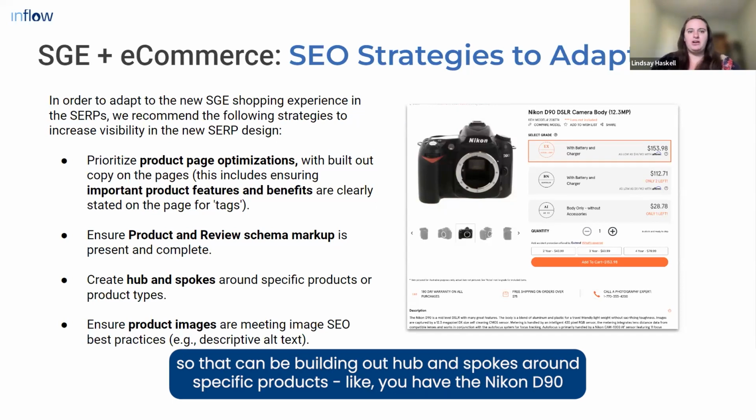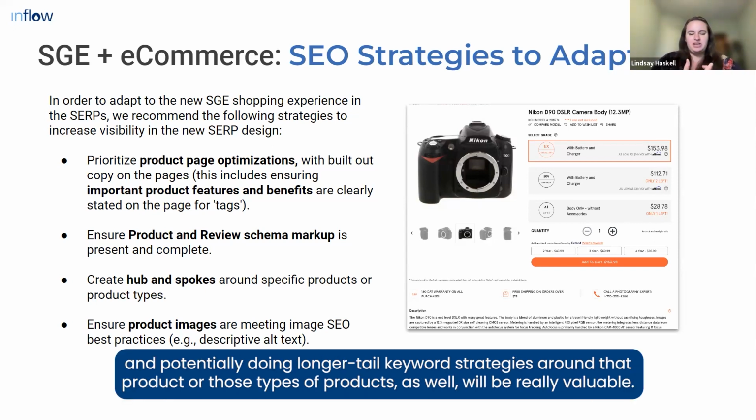So that can be building out hub and spokes around specific products. Like you have the Nikon D90 and potentially doing longer tail keyword strategies around that product, or those types of products as well, will be really valuable.